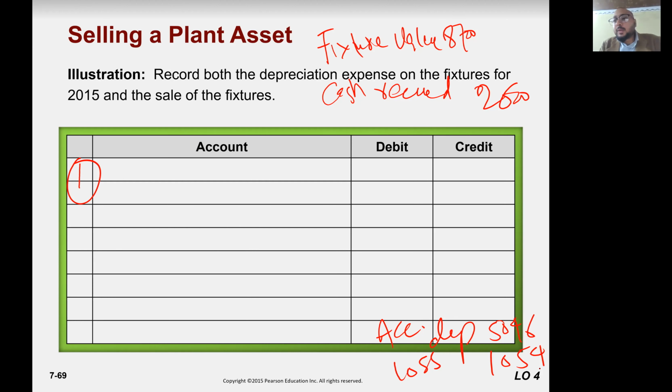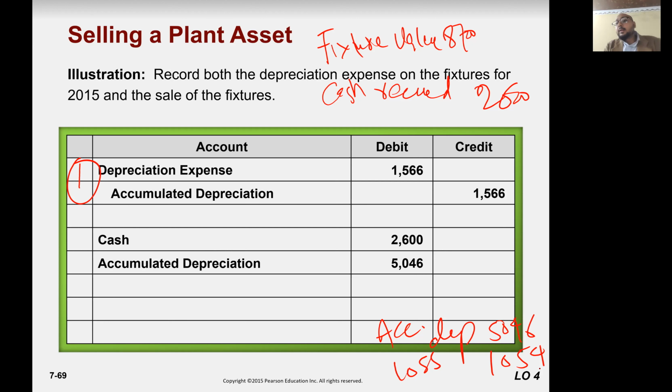Let's make the entry. You receive cash. Cash received 2,600. You are closing off the asset, so asset decrease, value 8,700. Asset decrease 8,700 here. Now accumulated depreciation decrease. Since we are writing off, accumulated depreciation decreases; it is a contra account of assets. Asset decrease is a credit, and contra account decrease is a debit. So accumulated depreciation, debit.